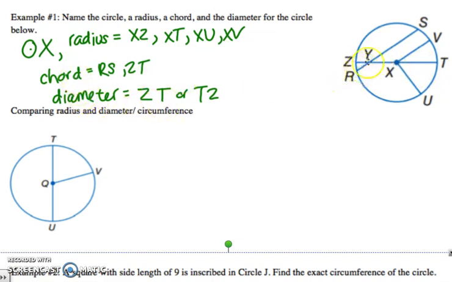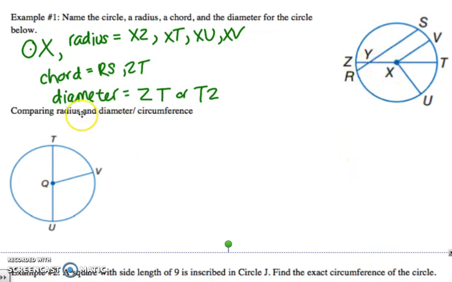Chords, there are two of them. You could have said RS, or you could have said ZT. Again, order could have been flipped in those. And the diameter is ZT or TZ. So notice ZR is nothing. We don't know anything about that yet. YR isn't a vocab word, neither is ZY or even YX, okay?